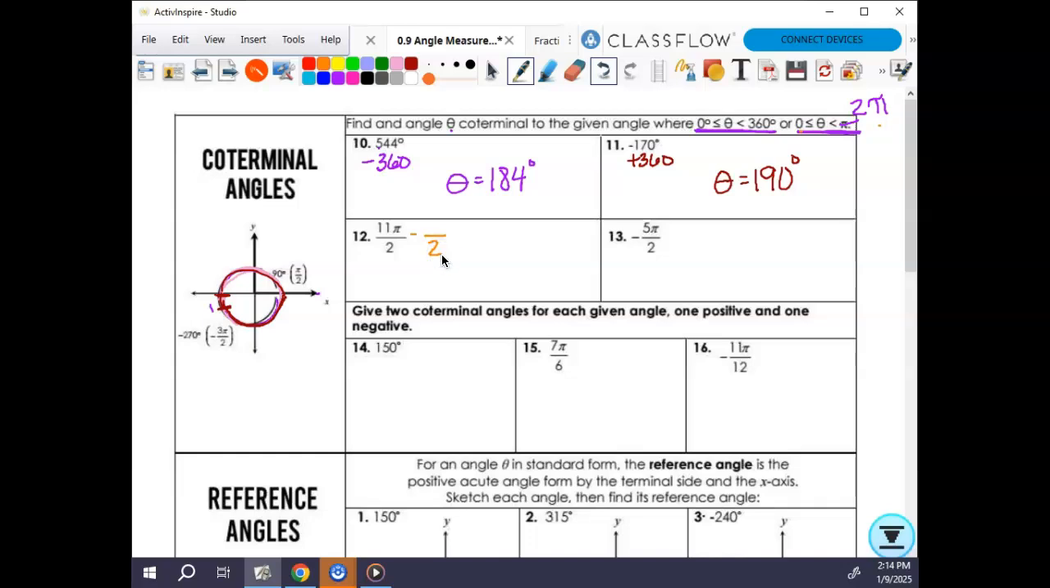What would I put over 2 to get 2 pi? 4 pi. So 4 pi halves is what I'm going to subtract so that my fractions match, right? So when I subtract those, that's going to give 7 pi halves. Is 7 pi halves between 0 and 2 pi? What is 7 divided by 2? 3.5, right? So it's not, which means I got to do it again. I'm going to subtract 4 pi halves again. Then that's going to give me that theta is 3 pi halves.